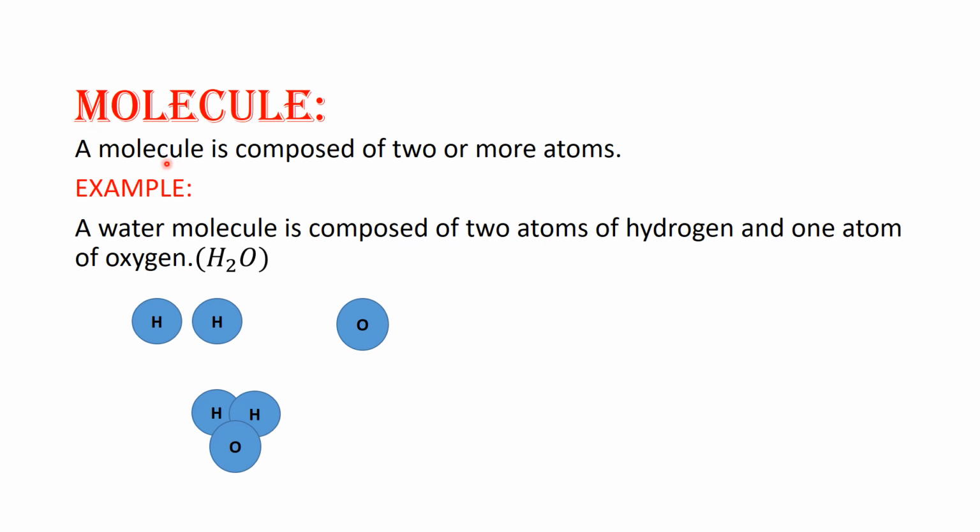Molecule. A molecule is composed of 2 or more than 2 atoms. Example, a water molecule is composed of 2 atoms of hydrogen and 1 atom of oxygen. Now, if 2 atoms of hydrogen combine with 1 atom of oxygen, it forms 1 molecule of water. So, a molecule is composed of 2 or more than 2 atoms.